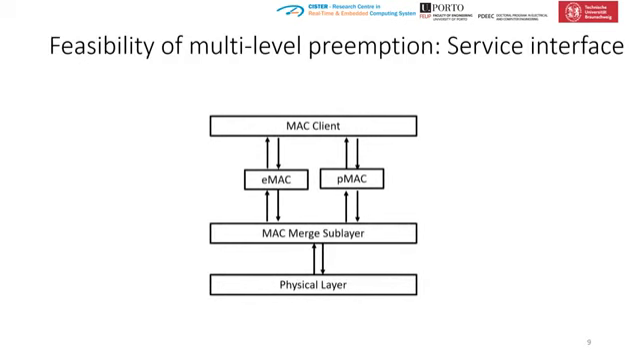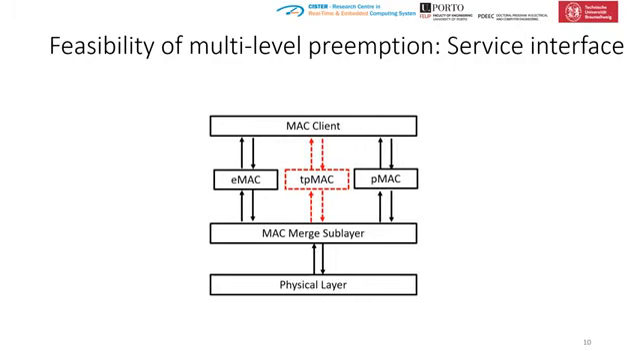Also, we'll go to the MAC merge sublayer service interfaces. Recall that we mentioned that frames in the same category cannot preempt one another. In a practical sense, this is because a MAC merge sublayer service interface cannot preempt itself. For each additional level of preemption to be added, that means another MAC merge sublayer interface is needed. So our finding indicates that we can achieve multi-level preemption by adding more MAC merge sublayer interfaces.